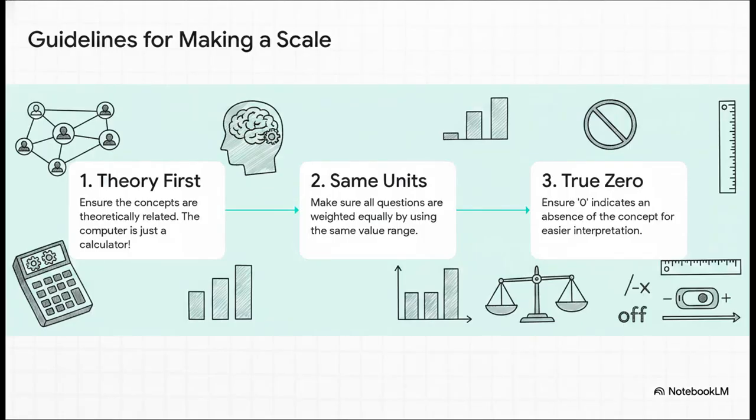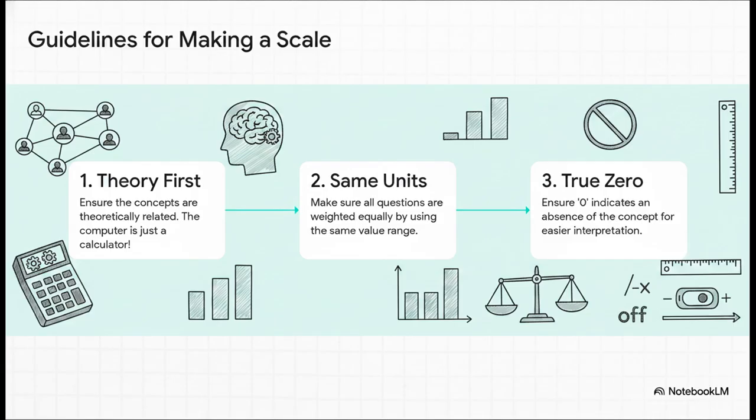So how do we fix this? We just need to follow 3 basic guidelines. Rule number 1, theory first. You have to ask yourself, do these questions even make sense together? You, the researcher, know what they mean. Remember, your computer is just a very powerful calculator. 2, you got to use the same units. If you're going to add them up, they all need to be on the same scale, otherwise it's not a fair comparison. And 3, create what we call a true zero.